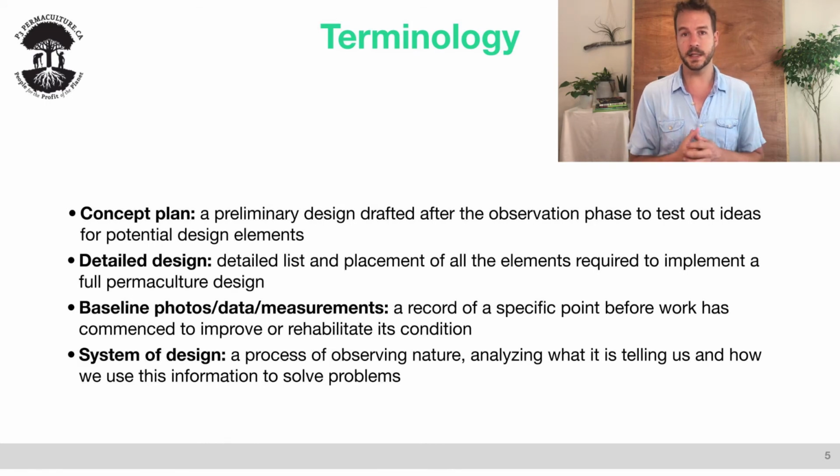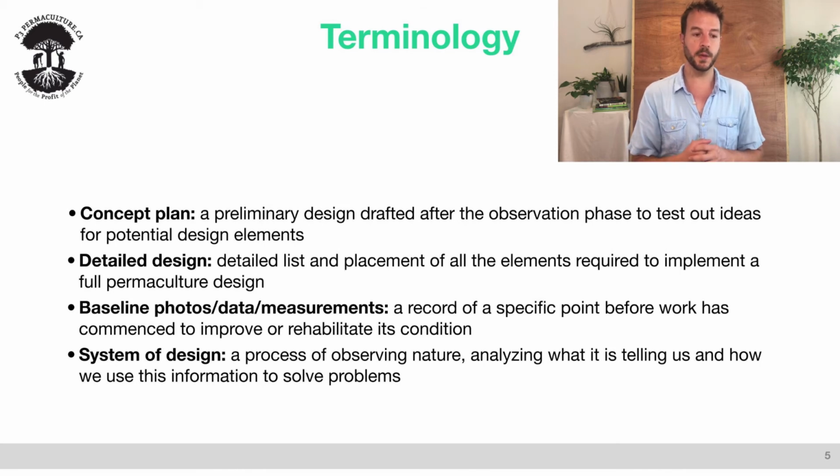The next is the detailed design. So the detailed design is what we call the master plan or the master design. This is really that absolute detailed list of all these different elements, and we're going through, there's lists of what's needed in a detailed design process, and it's quite demanding. It's a huge amount of work to complete one of these.